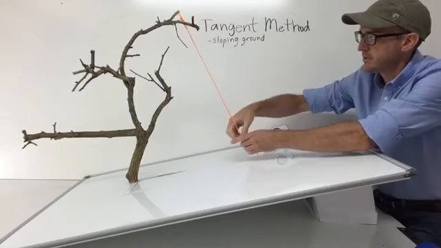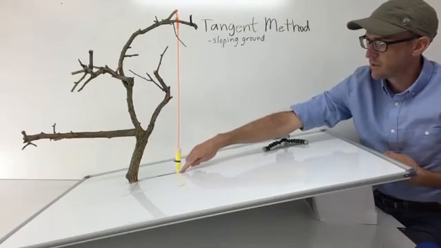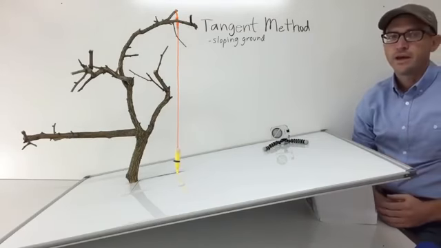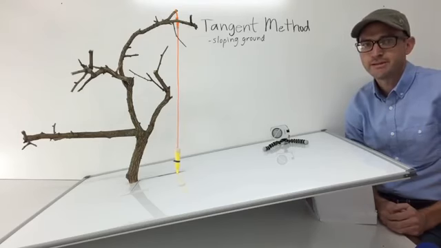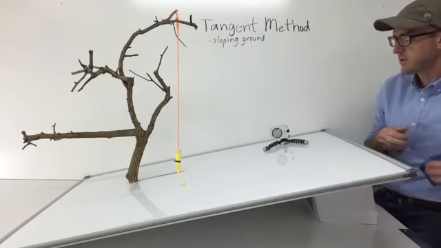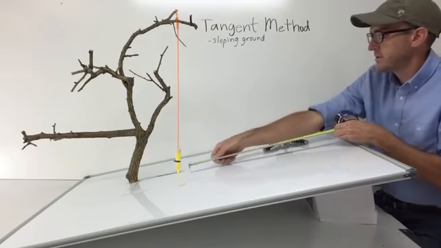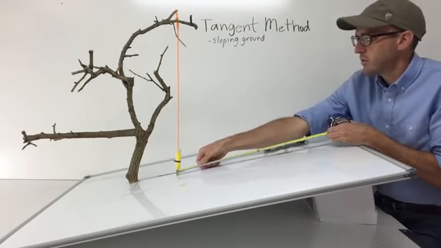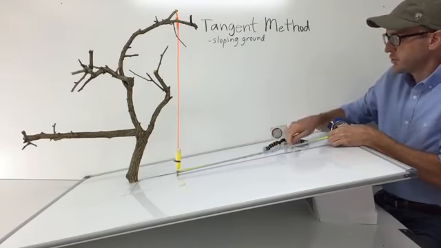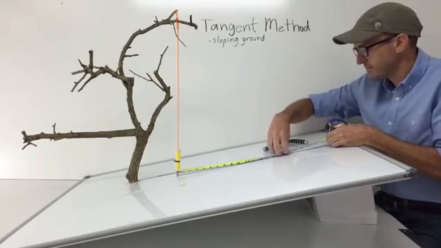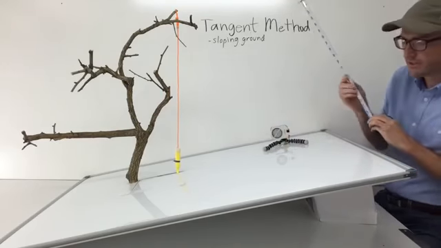Alright, so this is the top of the tree model, and this is the point directly below that on the ground. And from there, we need to establish a baseline for our tangent-based measurement. So to start with, we're going to take a tape measure and start right at that point below the top of the tree. And we're going to move back far enough so that we can see the top of the tree. And in this case, we'll use 17 inches.